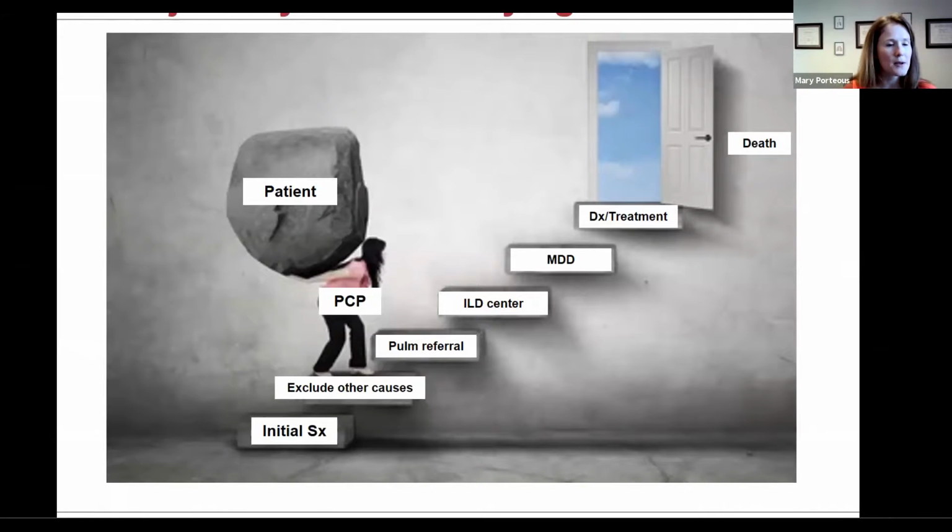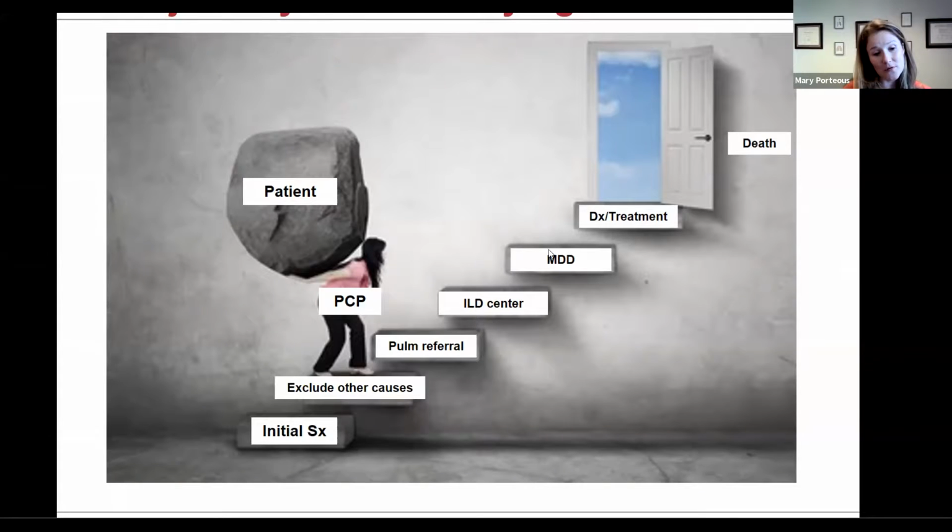And here is a little depiction of the journey of patients with interstitial lung disease. The journey is not smooth, and there are many delays. Unfortunately, primary care doctors usually shoulder a lot of the responsibility in getting this started and carrying the patient through. Patients initially present with symptoms. The primary care doctor has to work on excluding other causes, then refer to pulmonary, potentially to an interstitial lung disease center, as this is a rare lung disease. Managing this takes additional experience to feel comfortable.